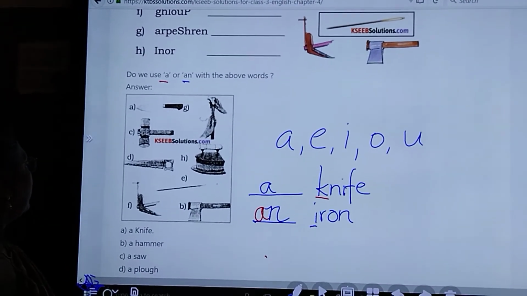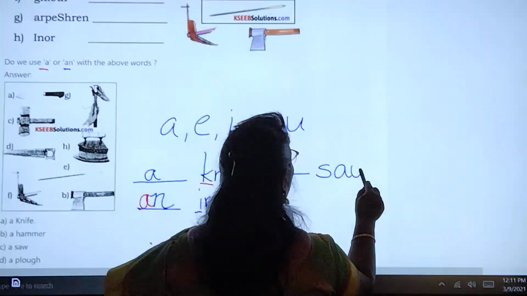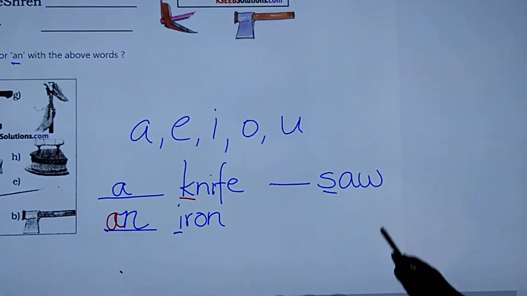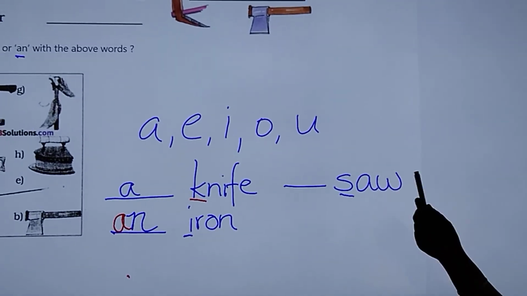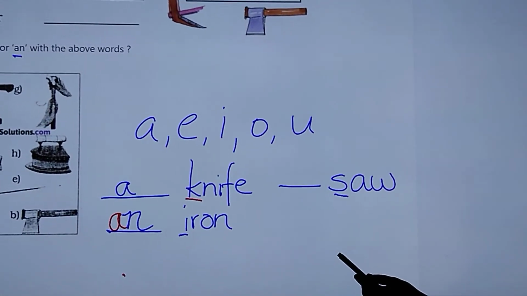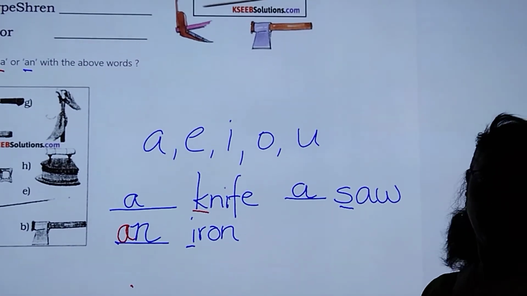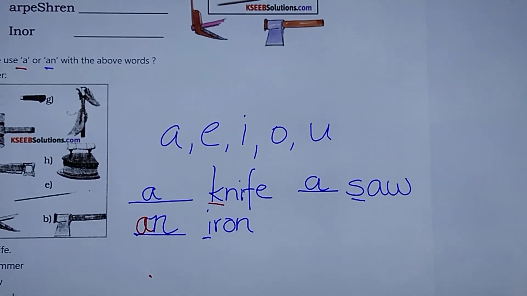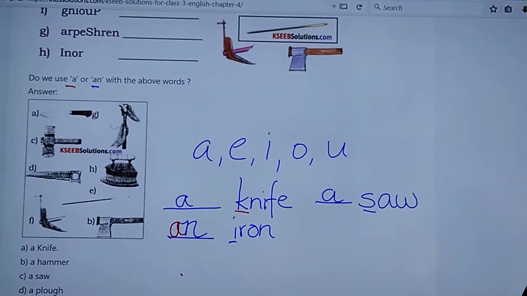I'll take another one. Say saw. Okay? Dash saw. S-A-W, saw. Okay? Now S. Is it a vowel? Is it A? No. Is it E? No. Is it I? No. Is it O? No. Is it U? No. So it's not a vowel. It's not these 5 letters. So what is it? It's a consonant. If it's a consonant, a. A saw. And you don't say a saw, a knife. You don't read it like that. A knife, a saw. Okay. You call it a as a.